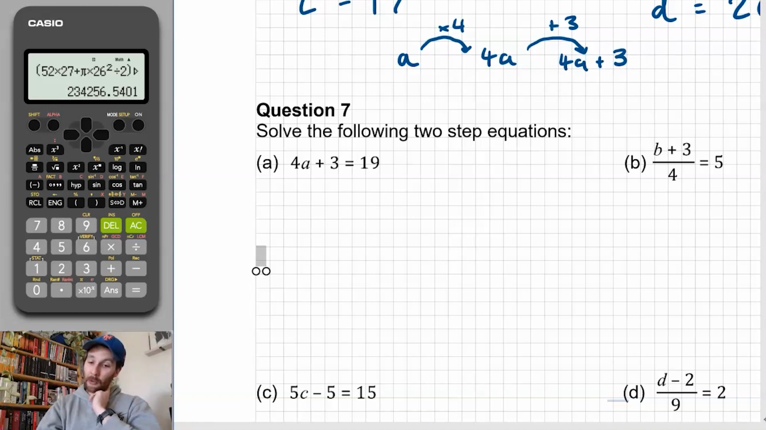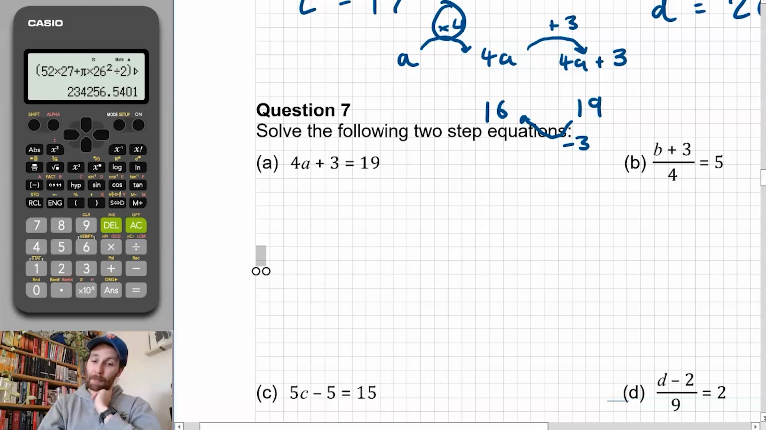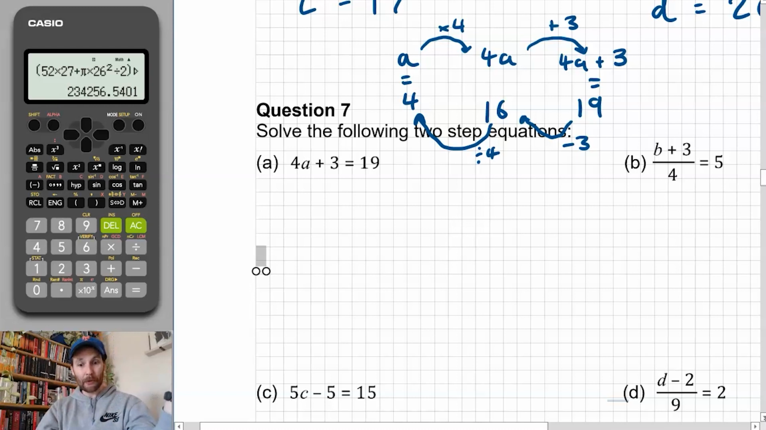And that was all equal to 19. Okay, so what we can do now, if we reverse adding on 3, the way that we reverse adding on 3 is to take 3 away, which would give us 16. And then to reverse multiplying by 4, we'd need to divide by 4, which would get us to 4, aka A equals 4. So a mystery number equals 4.